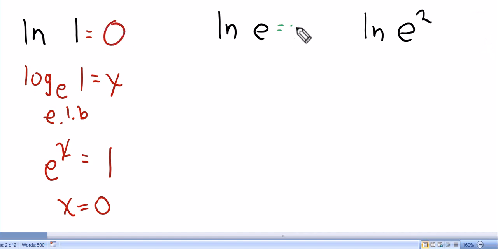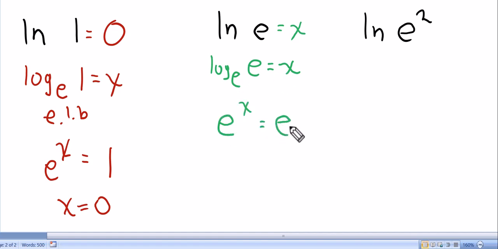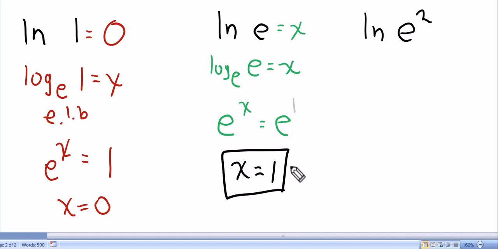Let's try the same thing with this one. Set equal to x. So that's going to be log base e of e equals x. And we go ahead and do ELB on this as well. So e is going to be the base, x will be the exponent. Well, this is interesting because we actually have the same bases, so the exponents are equal to each other. So we get x equals 1. So natural log of e is actually equal to 1.